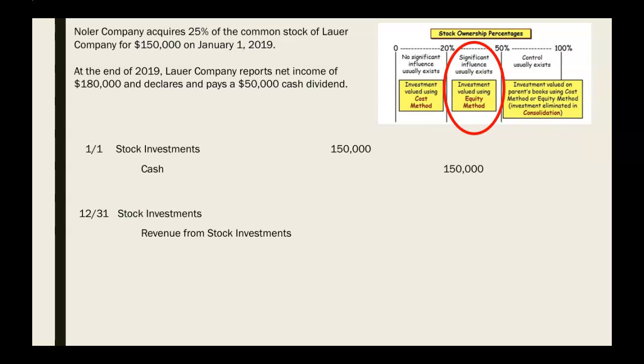So this is to record your part of the net income. Now, Lauer Company reported a net income of $180,000. That's the company as a whole. You don't get all $180,000. You only own 25% of the company. So, you get 25% of the net income. So if we take 180,000 times 0.25, you'll end up with 45,000.